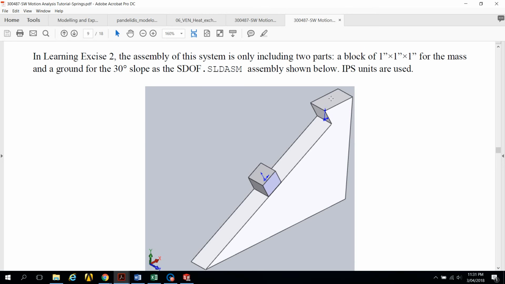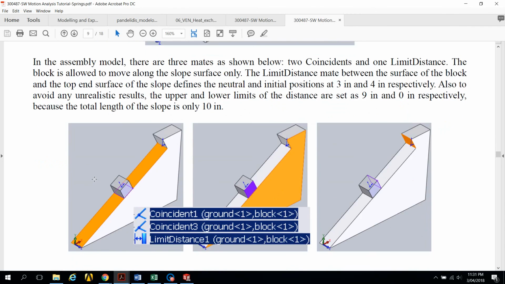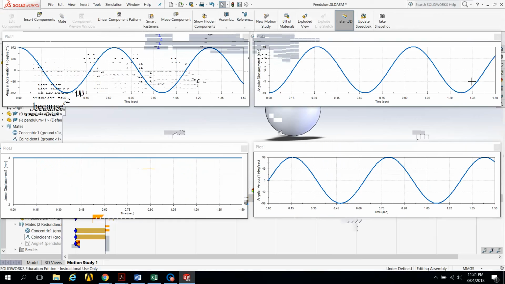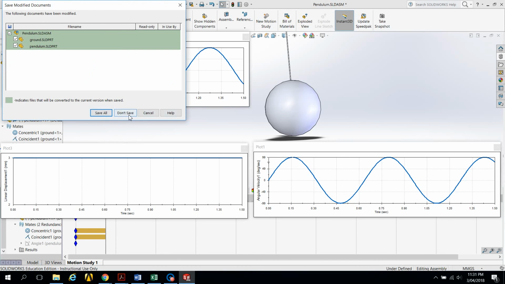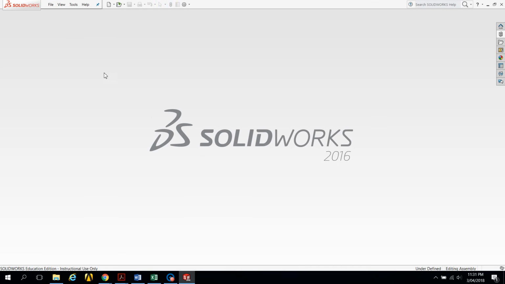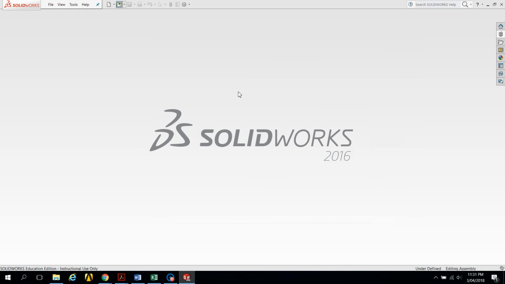So we are going to use the IPS units, which are going to be the inches and the pounds. So I will close this one. Don't save. I'm going to open the new one. Going to the folder, the SDOF simply.